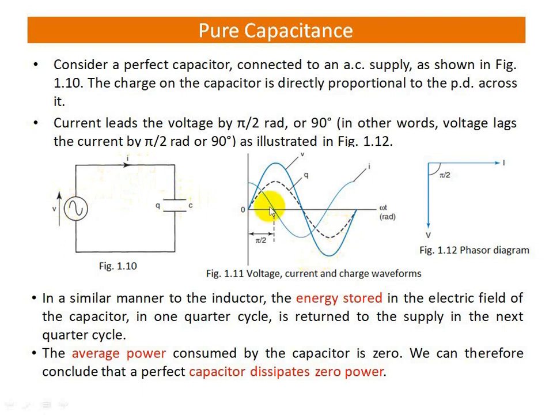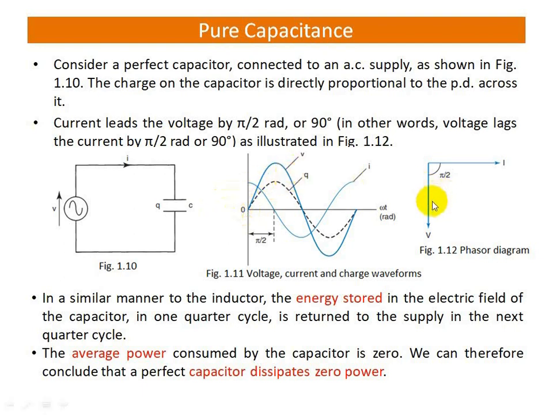Coming to the waveforms, you can see that voltage and charge are in phase. Charge is proportional to the applied voltage, whereas current at omega t equal to 0: voltage is 0, but current is maximum. If you extend this backwards, somewhere 90 degrees before omega t equal to 0, the current will be 0. The positive cycle starts at 90 degrees before this point. So the current is leading the voltage by 90 degrees.